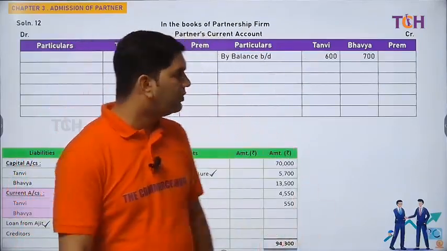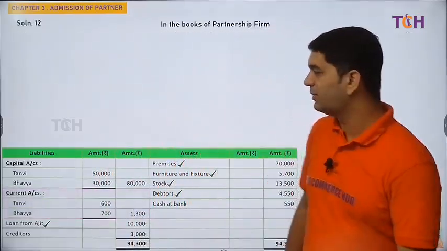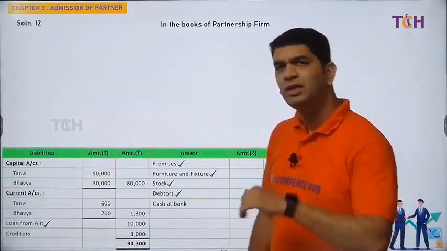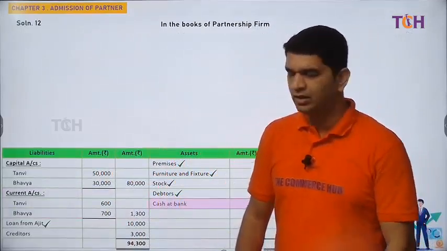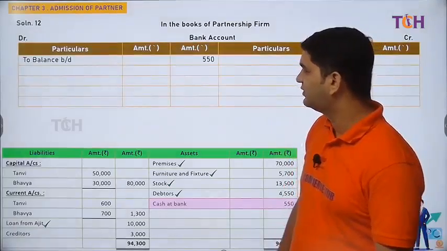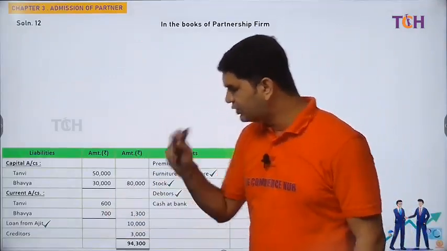Okay, here we go. Moving forward, we also have prepared bank account. So in the bank account also we have to write the opening balance. Cash at bank has been given as 550, so its opening balance will come on the debit side of bank account. We'll write to balance brought down, amount is 550. Now let us start with the solution of it.